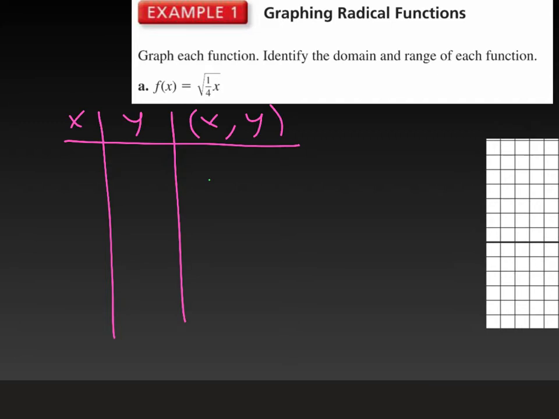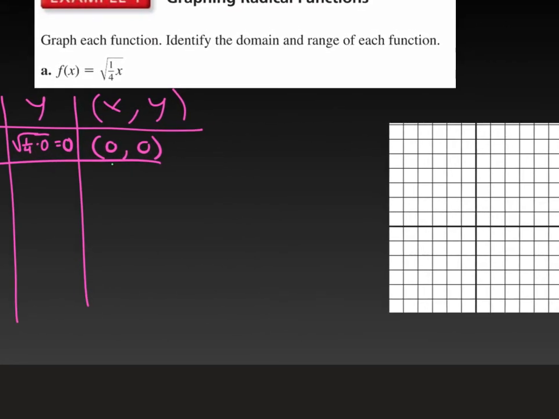So we have the square root. What's the first number we should plug in here to get a point? What do you think? 0. So let's plug in 0. When we plug in 0, we have the square root of 1/4 times 0, which is just the square root of 0. And what's the square root of 0? 0. So our first point is going to be 0, 0. Let's go to our graph, plot our point.